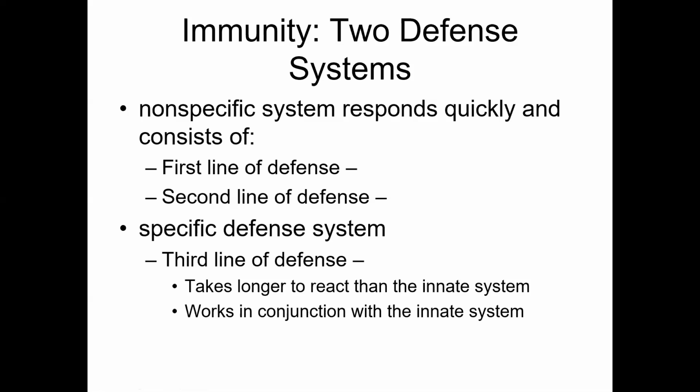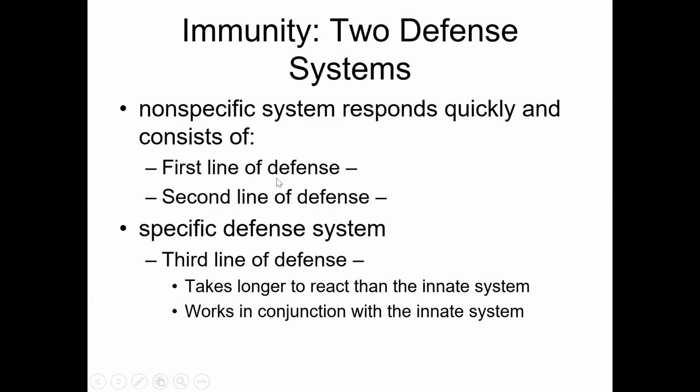Okay, so when we talk about immune defense systems, there are two big arms. One is called the non-specific system. Another one is called the specific defense system. And in your book on page 782, there is a figure 21.1. It gives you an idea. The non-specific system is also called innate defenses. The specific defense system is also called adaptive defenses.